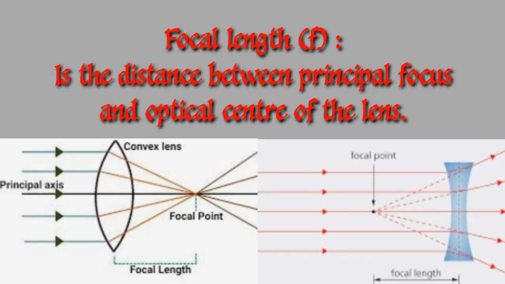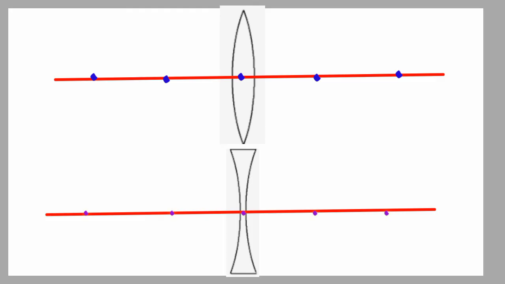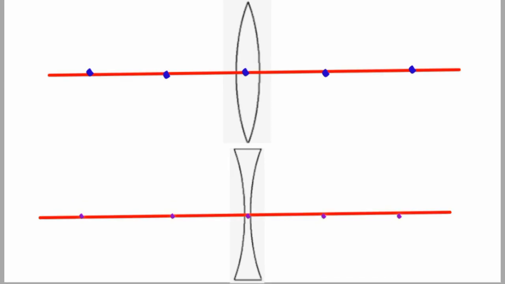The next term is the focal length. Focal length is the distance between the optic center and the principal focus. The distance between the principal focus and the optic center is known as the focal length, and it is represented with the small letter f. One more point we have to keep in mind is that a lens is a transparent medium.